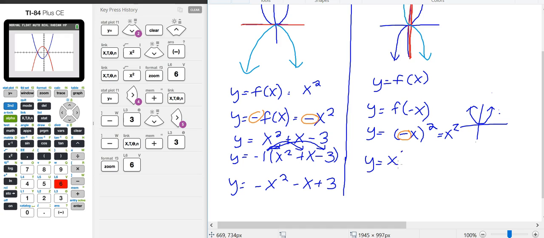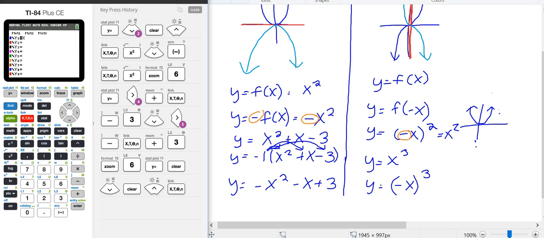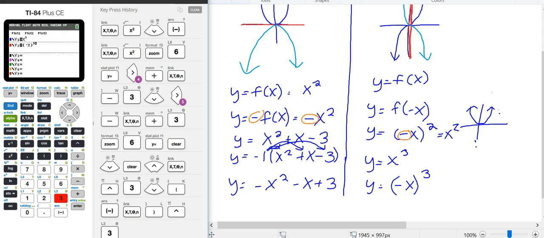Let's say our basic function is y is equal to x cubed, and we wanted to reflect this function across the y-axis. We would negate our x, so y is equal to negative x cubed. And let's graph these. X cubed and negative x cubed. Zoom 6 for zoom standard. It's our original. And that's how the graph looks if you imagine it flipping over the y-axis.